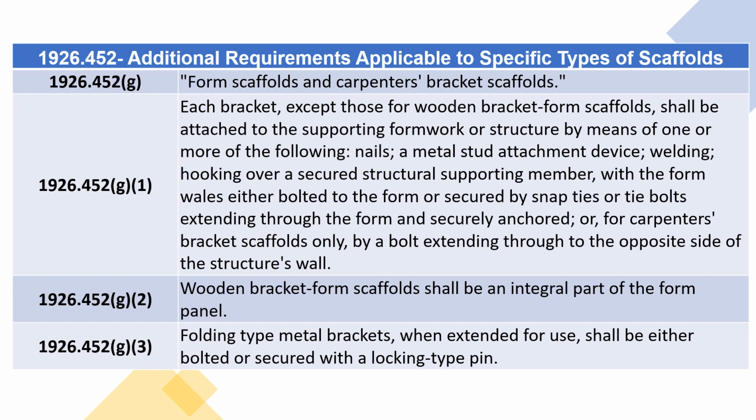1926.452 G2. Wooden bracket form scaffolds shall be an integral part of the form panel. 1926.452 G3. Folding type metal brackets, when extended for use, shall be either bolted or secured with a locking type pin.